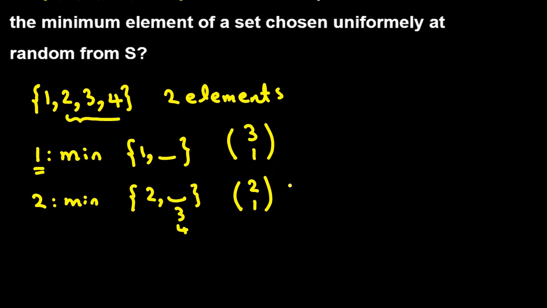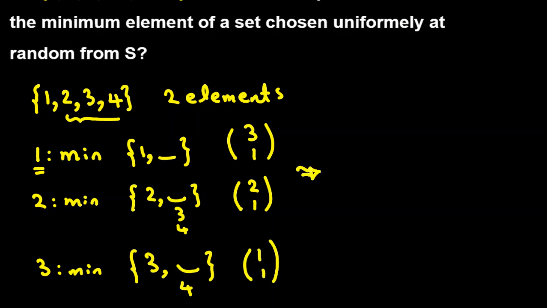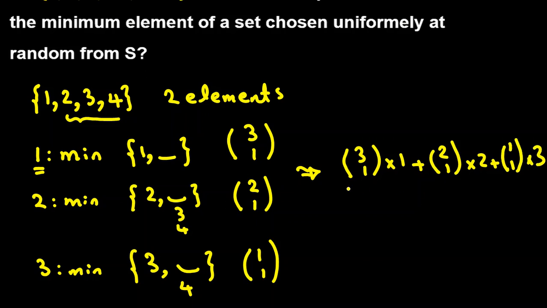And if 3 is minimum, so you say our subset is 3 and something, it should be 4 only. 1 choose 1. Now, if you want to find the mean, you say 3 choose 1, we have 1, all of them are 1, plus the mean of them. You have two subsets whose minimum is 2, so 2 choose 1 subsets, each of them has 2, creating 2, and plus 1 choose 1 times 3. All over what? How many numbers do we write? How many subsets with two elements do we have? 4 choose 2.